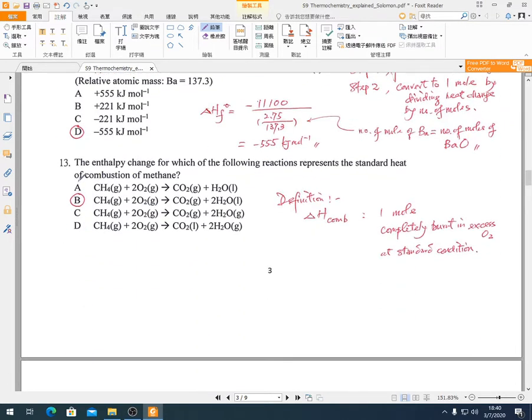Now we come to another definition, standard heat of combustion of methane. So methane is CH4. You have to burn 1 mole of that substance. You have to say completely, this scores 1 mark. If you say in excess oxygen, it will be better. Okay, and then you must be at standard condition.